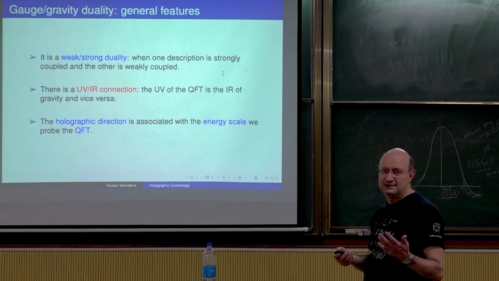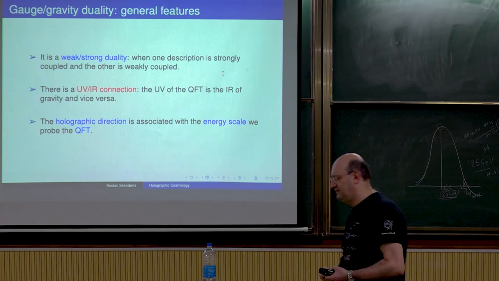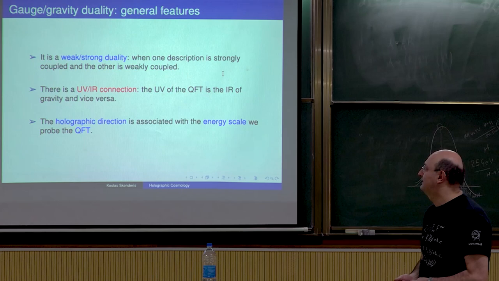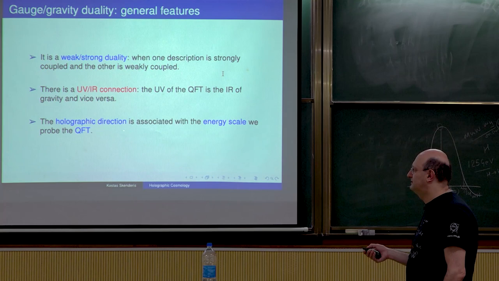So the UV of gravity is the singularity, you are probing the UV of gravity. So that should be related with the IR of the quantum field theory. And finally, the holographic direction is associated with the energy scale of the quantum field theory.